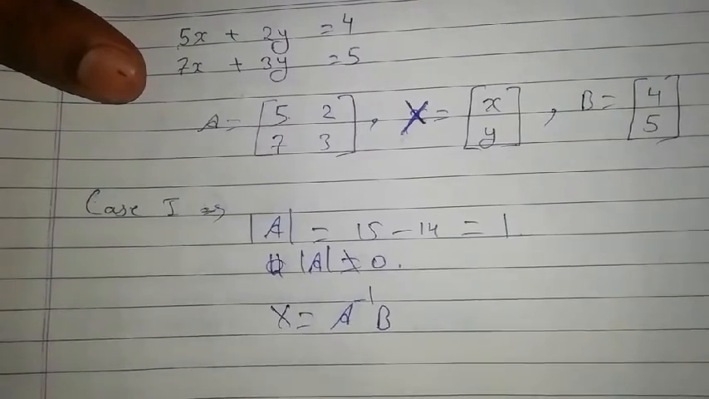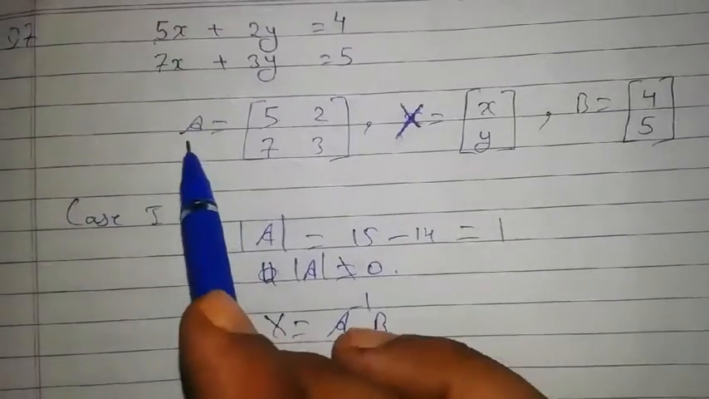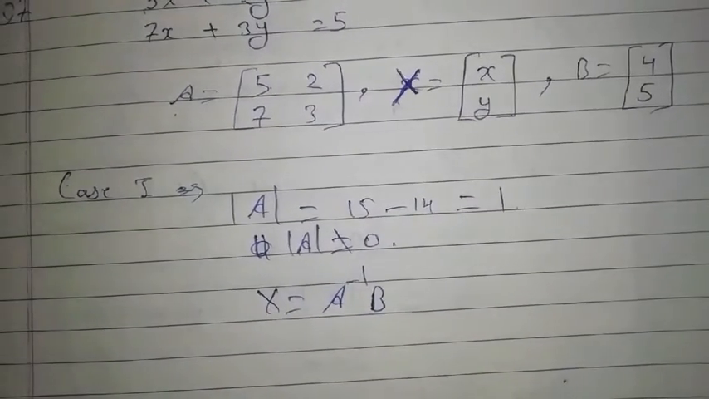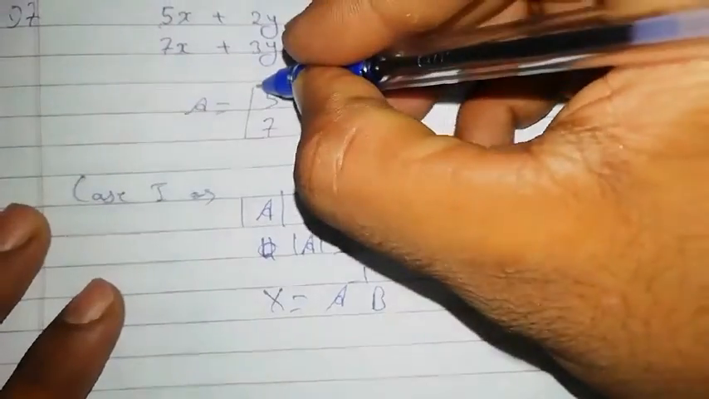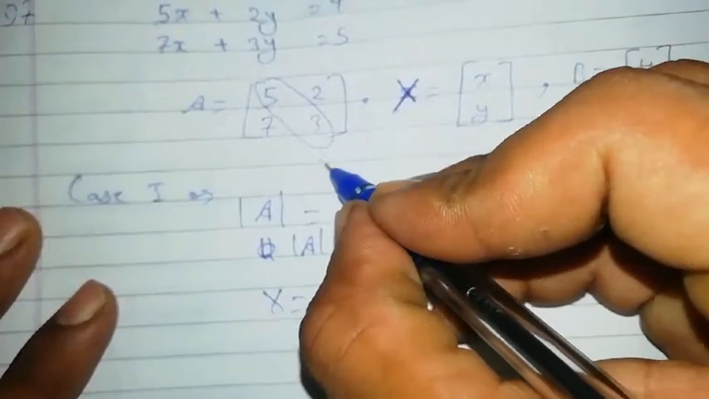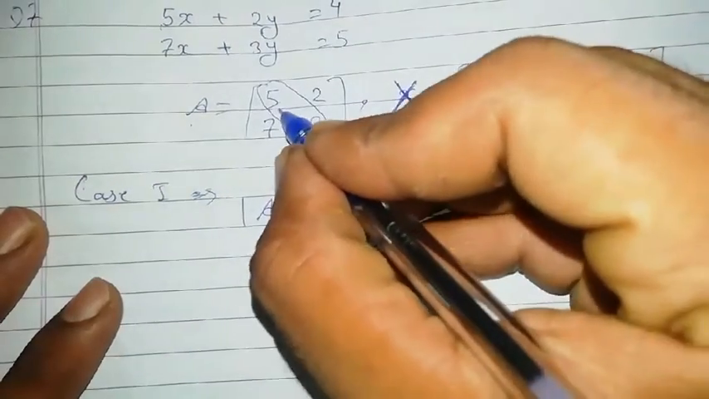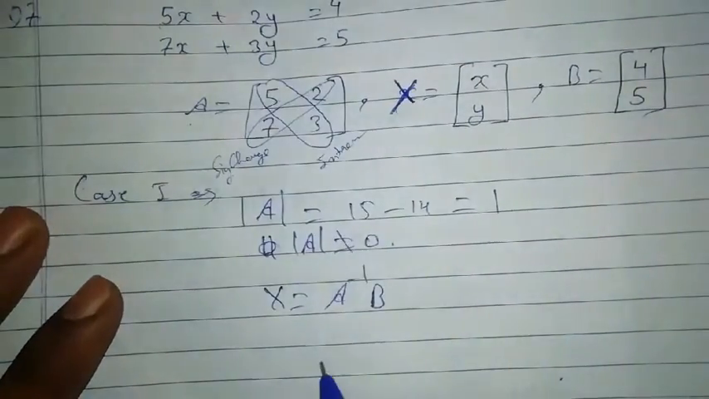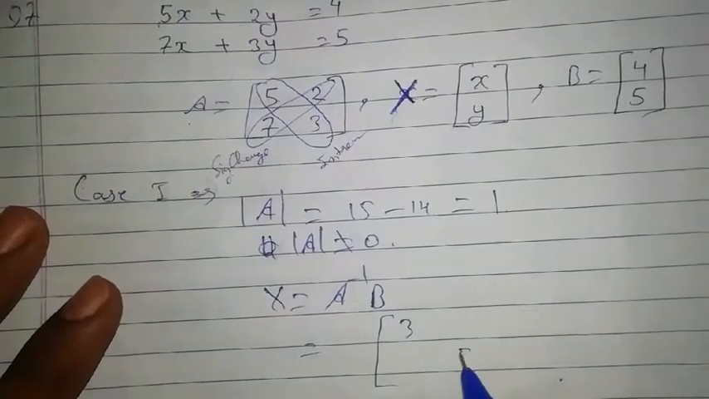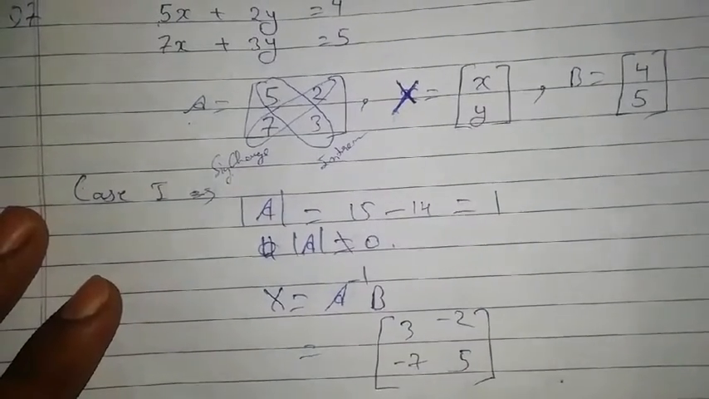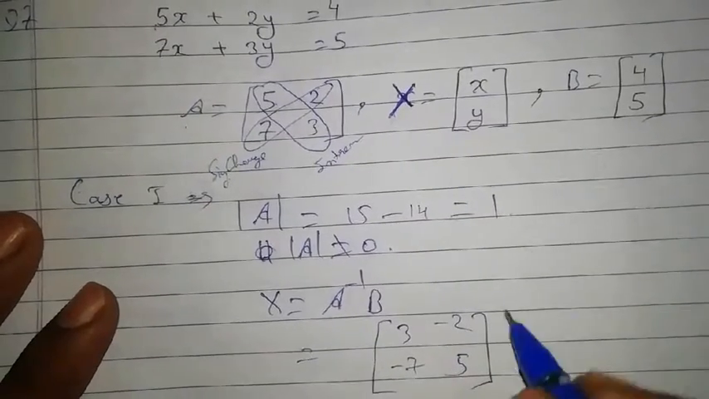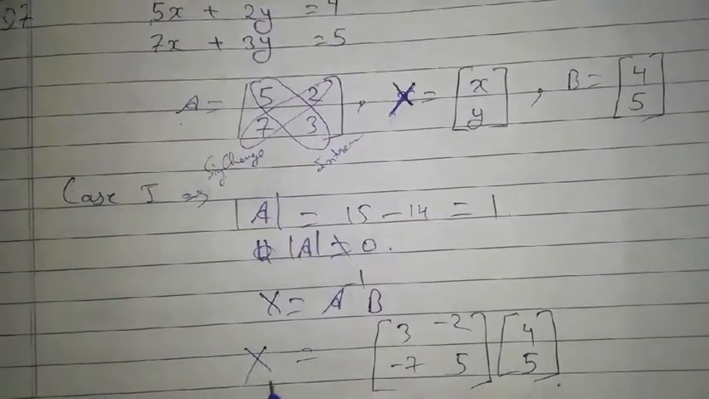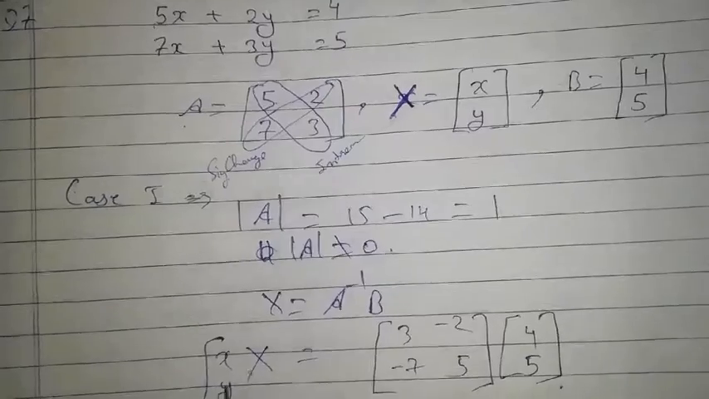Now look, if we have the value of A, how can we find A inverse? Is it transpose or not? It is the adjoint of A. So we have to interchange these two, and we have to change the sign of these two. So A inverse can be written as 3, -2, -7, 5. This will be A inverse, and B is nothing but 4 and 5, and this equals x, which is nothing but x and y.